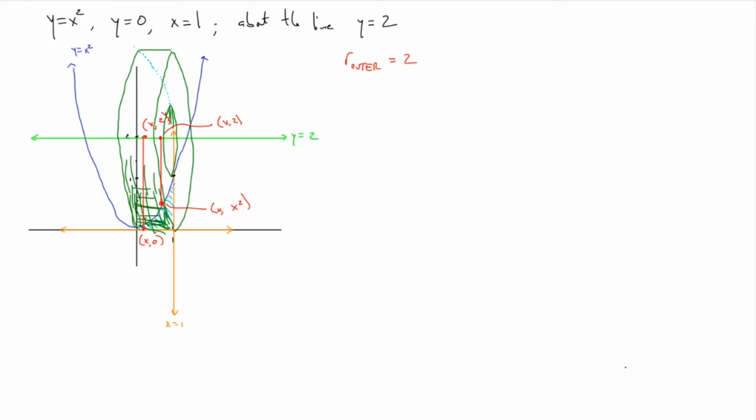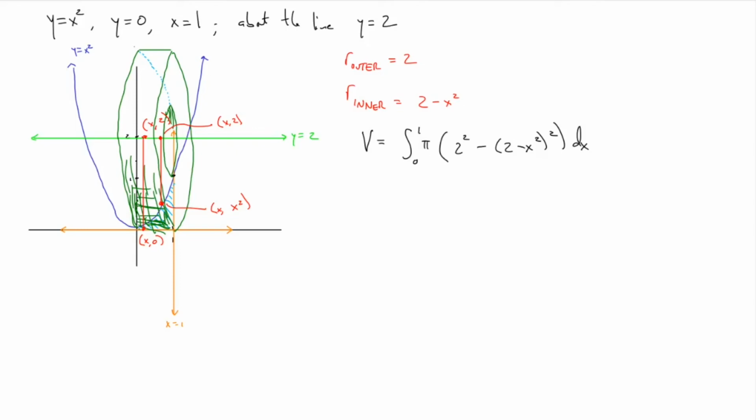And so how far apart are those two points? Well, it's once again the change in their y values, which is to say that the inner radius in this case is 2 minus x squared. And now we've done all the hard work. Not that it was so hard, but now we just plug it into our formula.